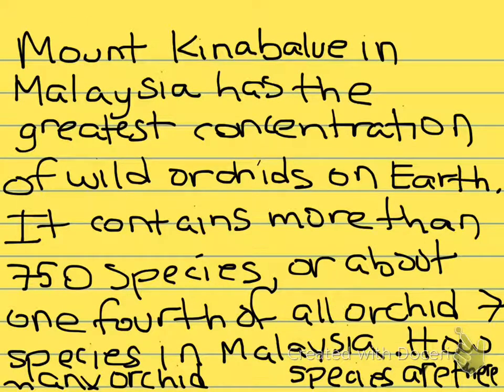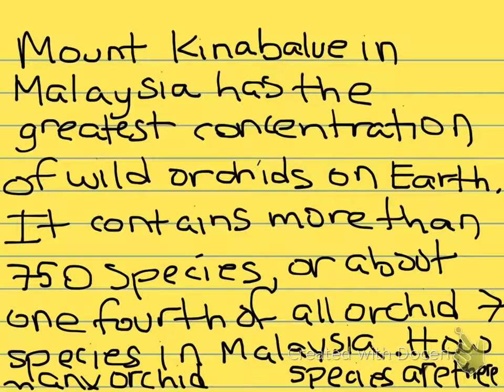The first example is a word problem. We're going to try to write an inequality here and solve. So this is talking about Mount Kinabalu in Malaysia, and it has the greatest concentration of wild orchids on Earth. It says it contains more than 750 species, or about 1/4 of all orchid species. So it's asking us how many orchid species there are in Malaysia.